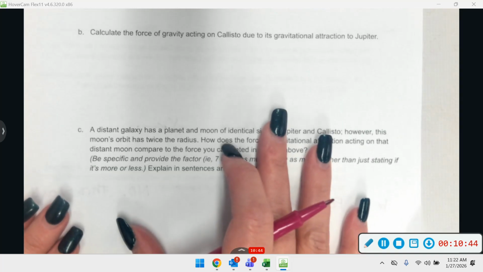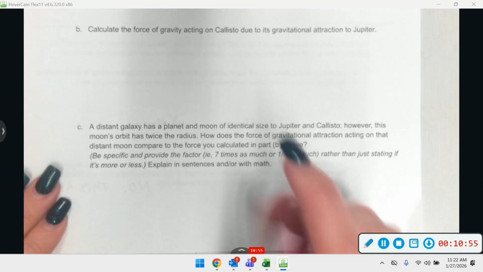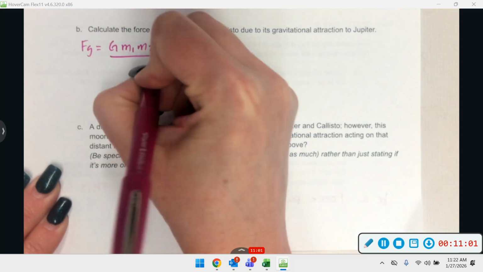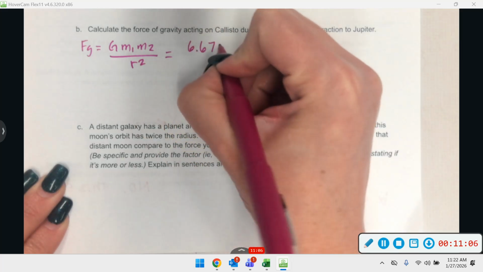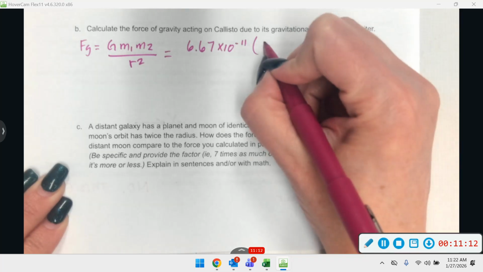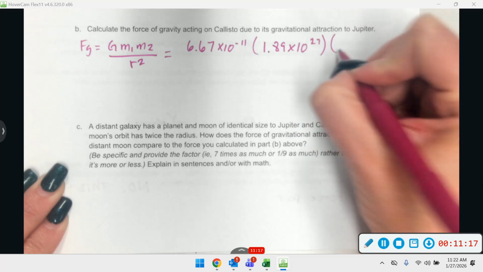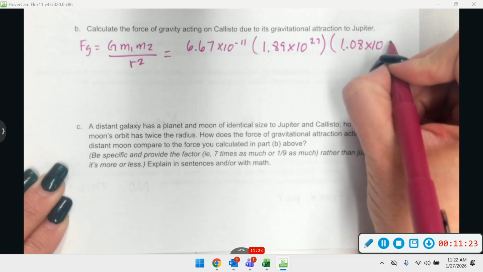All right, part B. Same exact problem as form A, except we have different numbers because we're no longer dealing with Saturn and Titan, but rather with Jupiter and Callisto. But regardless, it is still Fg equals G m1 m2 over r squared. So when we substitute in, G is still a constant. It's always 6.67 times 10 to the negative 11th. My masses, though, are different. Jupiter has a mass of 1.89 times 10 to the 27th, and Callisto's mass is 1.08 times 10 to the 23rd.